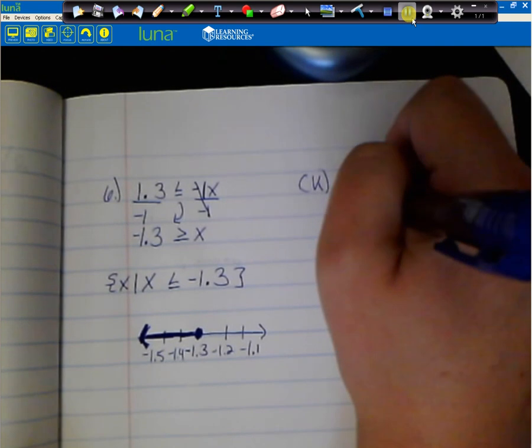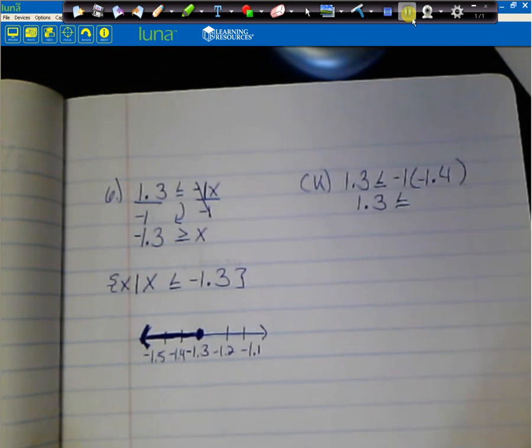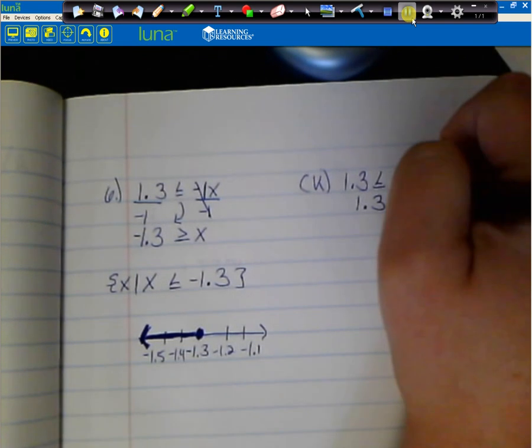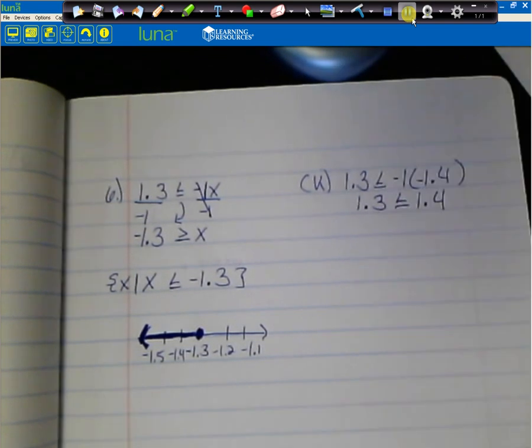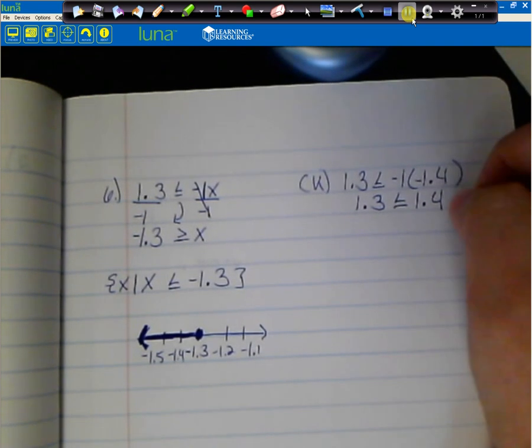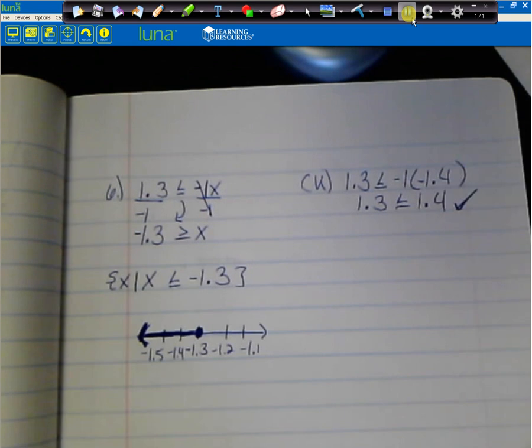So I have 1.3 is less than or equal to negative 1 times negative 1.4, which is a positive 1.4. And 1.3 is less than or equal to 1.4. That's a true statement, so it checks out. Again, make sure you have the solve, set, graph, and check written down before you move on.